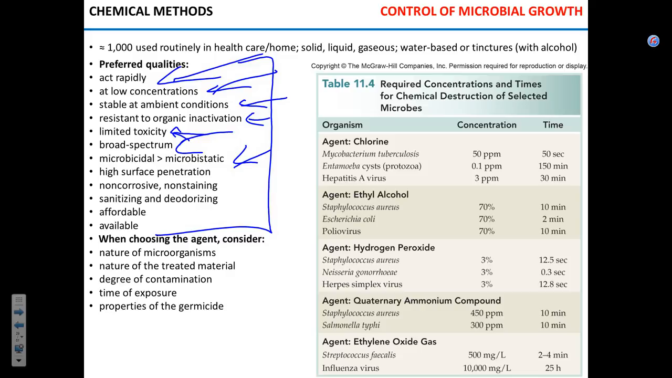Non-corrosive, non-staining. Well, good luck with that. Sanitizing, deodorizing, pretty smell, affordable, available, depends on what you use it for. If you want to sell it to people at Walmart, it should be affordable. If you clean up surgical suites, affordability is much less of an issue. So, what do you have to think about when you choose an agent?